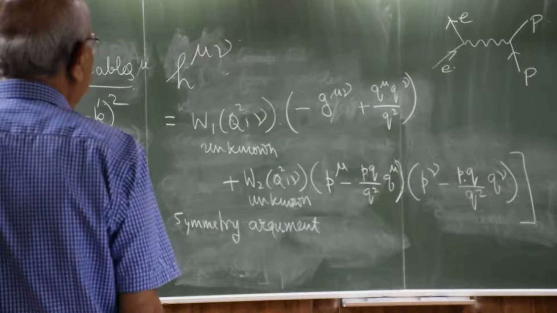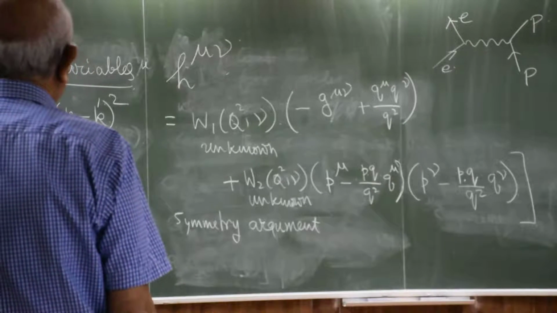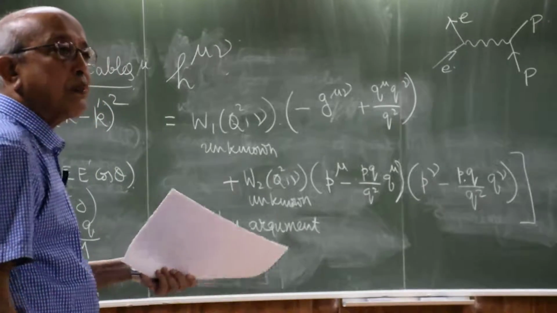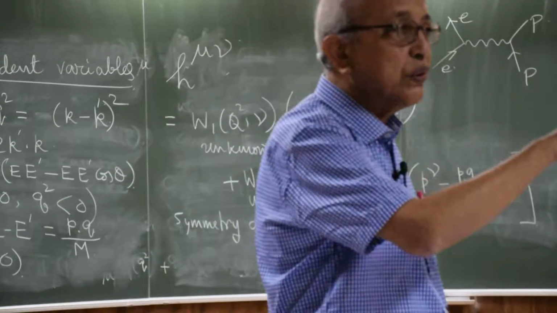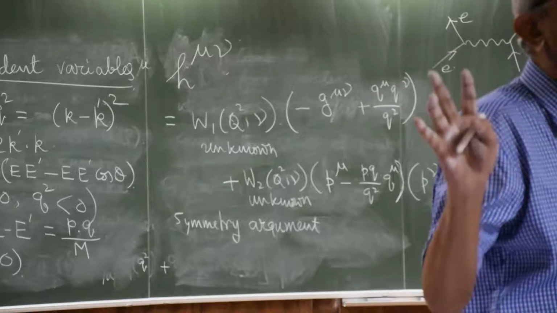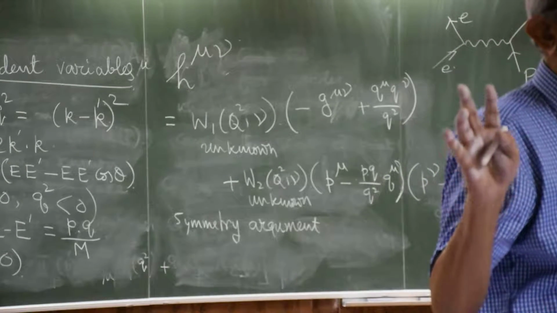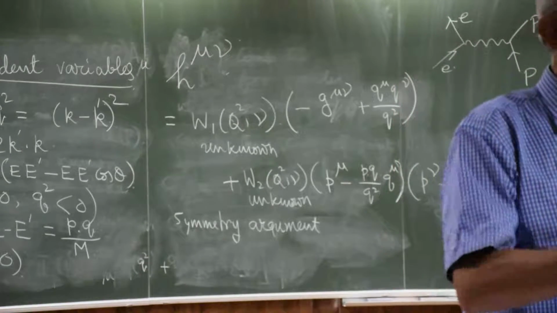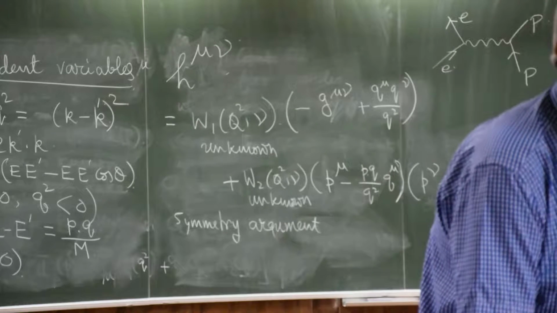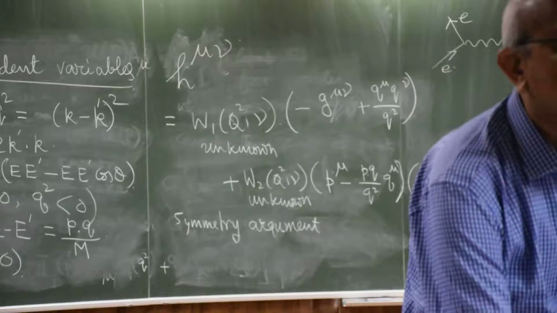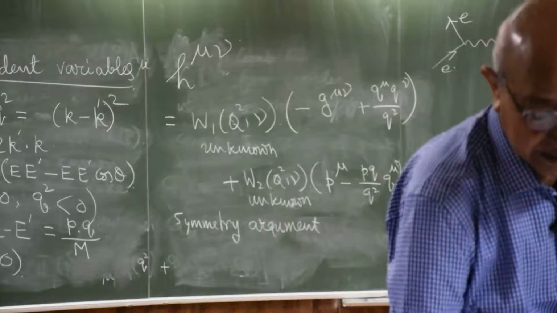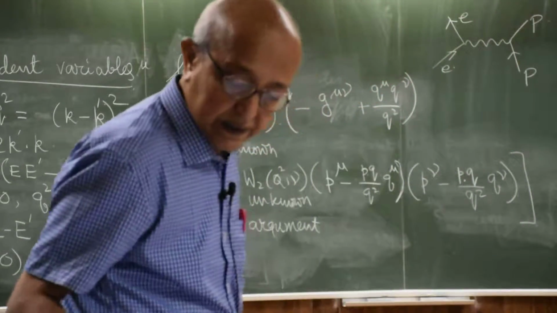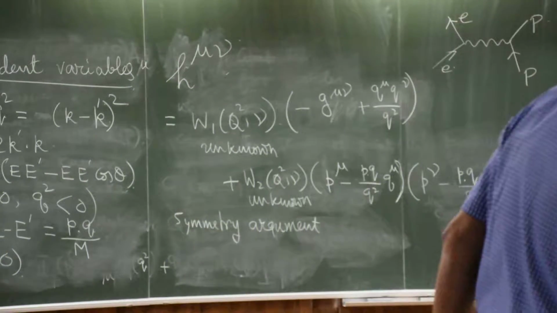Now maybe I do one thing. I think at this point I can say that the next few things will be understood only by the people who know a little bit of quantum field theory and gauge invariance. So the others can switch off or go out. But those of you who know a little bit of quantum field theory and symmetry arguments can stay here and see.